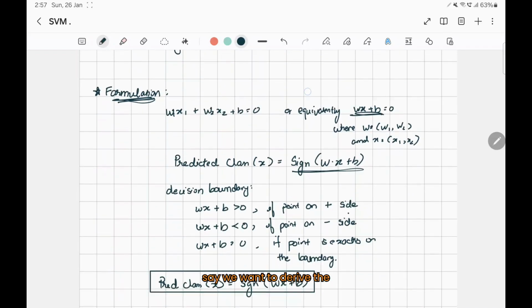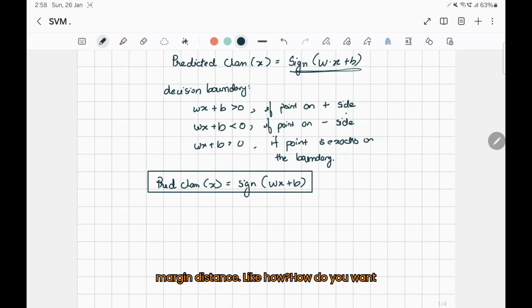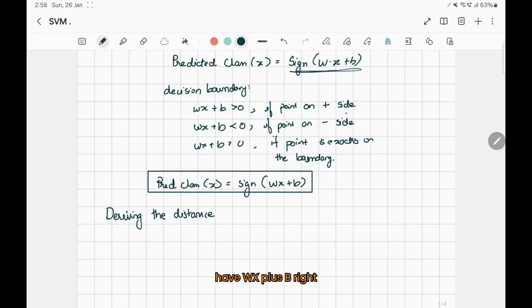Now, say we want to derive the margin distance. Let's derive it, because this will set us up for our optimization problems going forward. So we have wx plus b equals 0, and we have two parallel hyperplanes. One is for the positive class and the other for the negative class. It's not positive and negative as such, but one class is on the right and the other class is on the left.